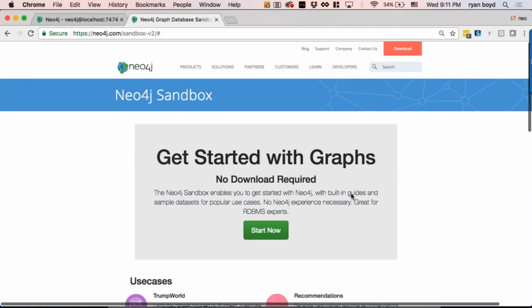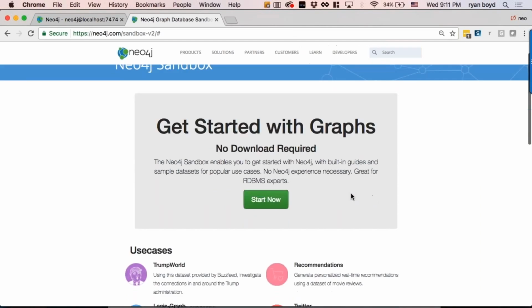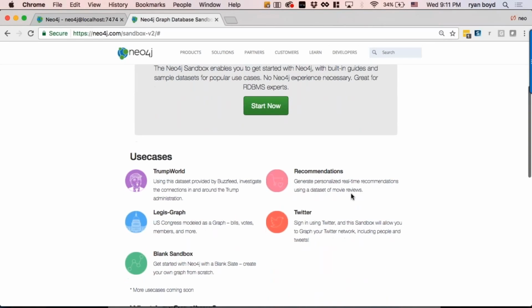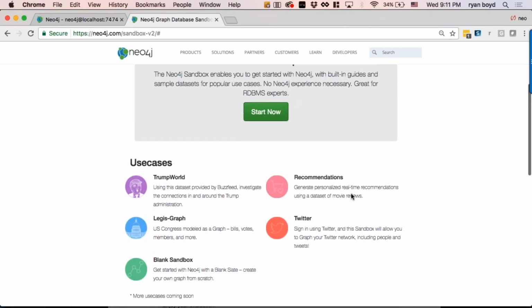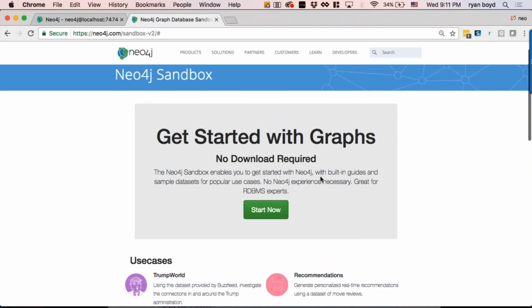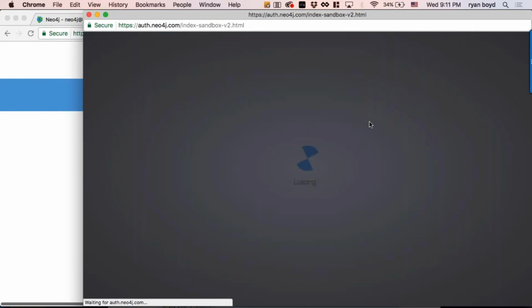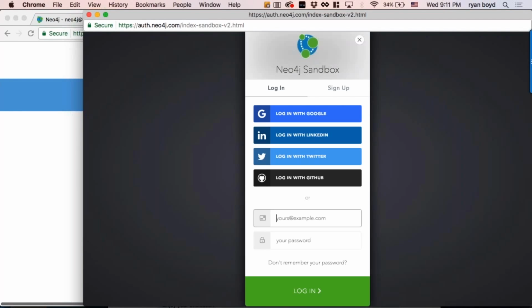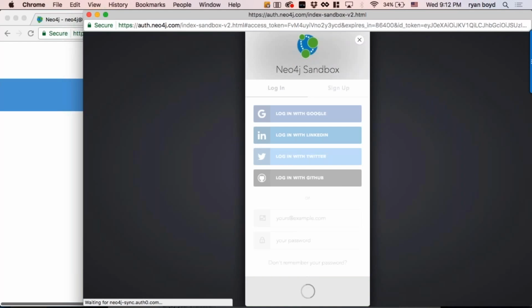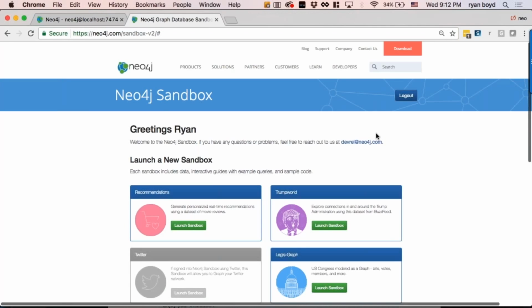So you can just search the web for Neo4j sandbox and you'll find this. It allows you to navigate through Neo4j using a variety of different use case data sets and guides. And you can do that. You just hit get started here. And once you get started, you'll be asked to log in. In this case, I'll choose to log in with my Google account, but I can use my LinkedIn, Twitter, GitHub, or just use an email address and password.